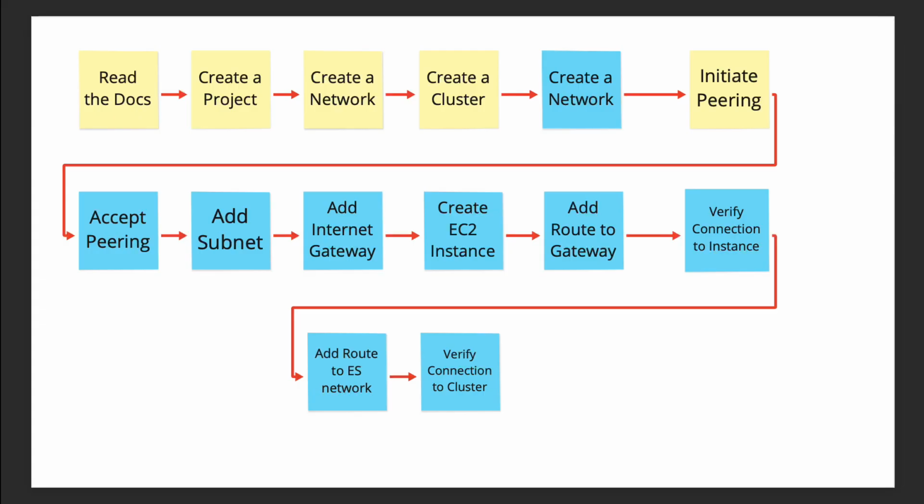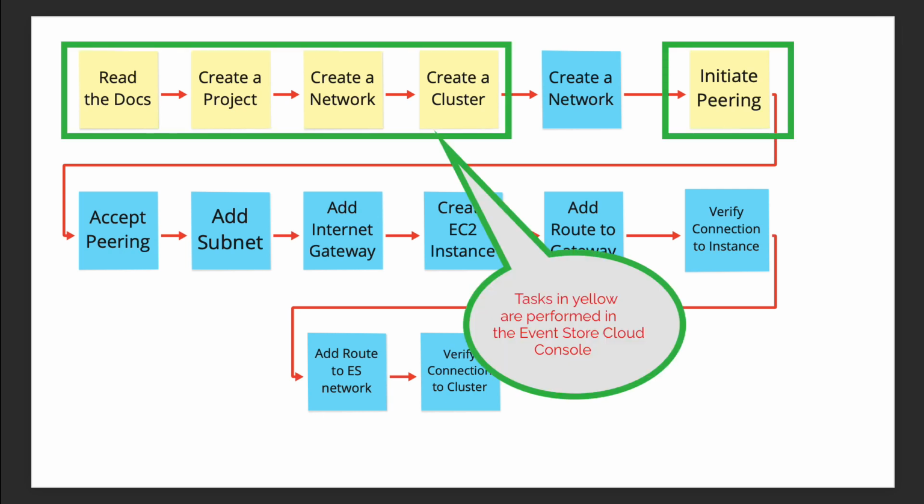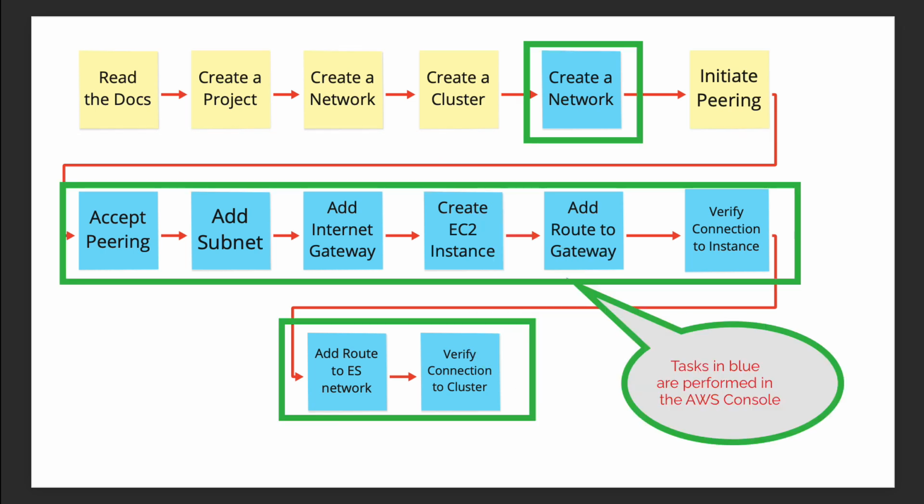Here is a list of the tasks that we will be performing. Note that the tasks in yellow stickies are tasks that we perform in the EventStore Cloud. Note that tasks in the blue stickies are performed in the AWS console. So, let's get started.